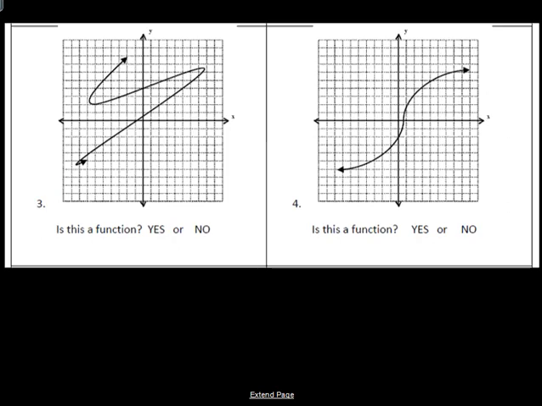For problems 3 and 4 here, we're going to be employing the vertical line test. Well, the vertical line test says, if I can draw a vertical line and it hits in more than one place, it is not a function. With this one here, no matter how I draw my vertical line, it only hits in one place each time. Therefore, yes, this one is a function.